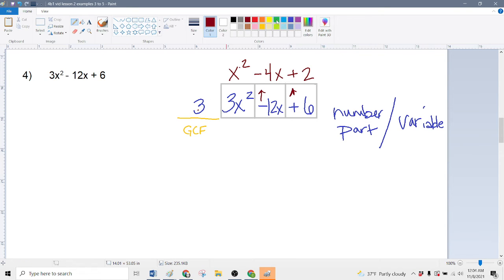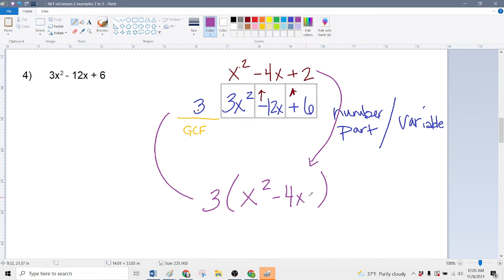And of course, that last step, we're going to take those terms. That 3 will come right down in front. And then we'll pop these terms right off the top. They'll go inside our parentheses. x squared minus 4x plus 2. All right.